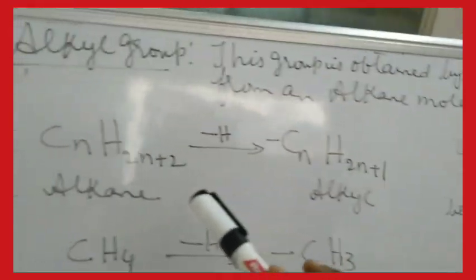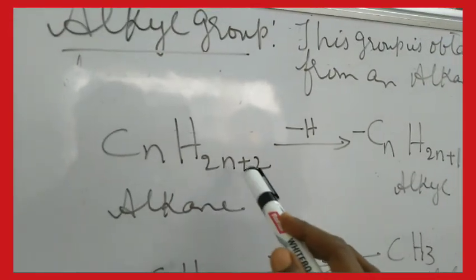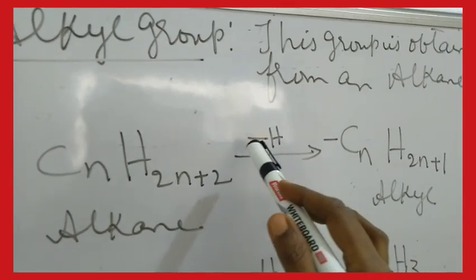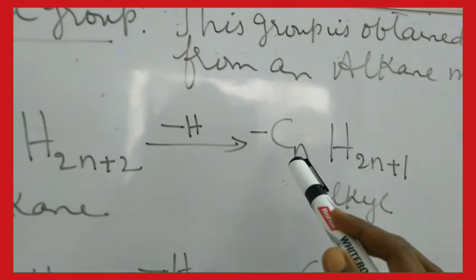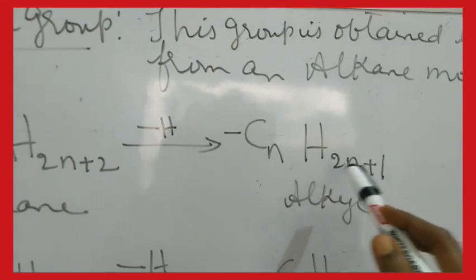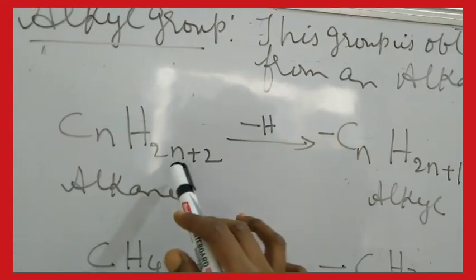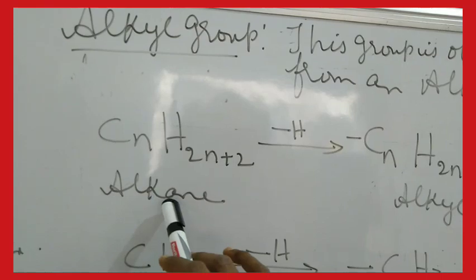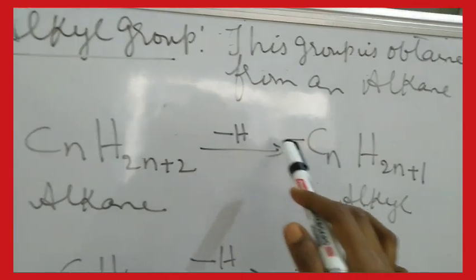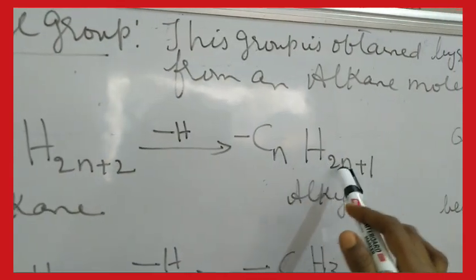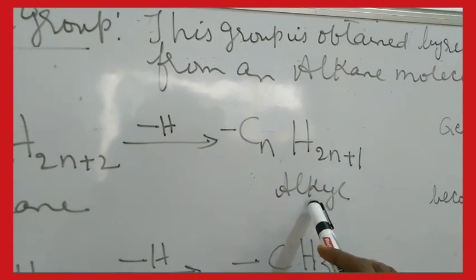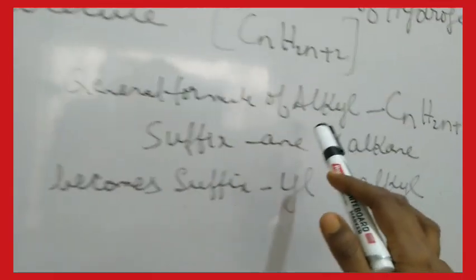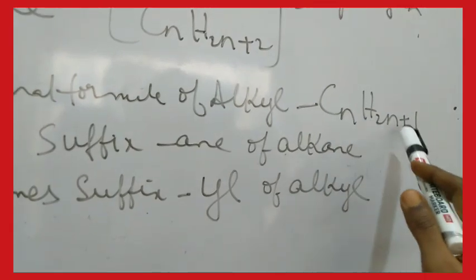Now, let us see how it works. CnH2n+2 is the formula of alkane. Now I have removed one hydrogen atom, that means minus hydrogen. It became CnH2n+1. Initially it was called an alkane. After removal of this hydrogen atom, it became CnH2n+1 and you call it alkyl. The general formula of alkyl is CnH2n+1.